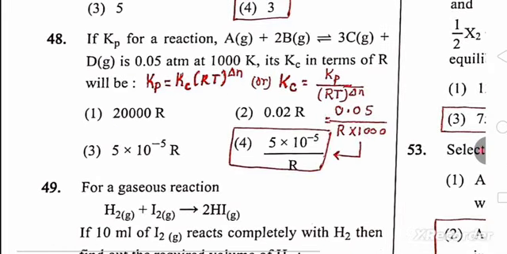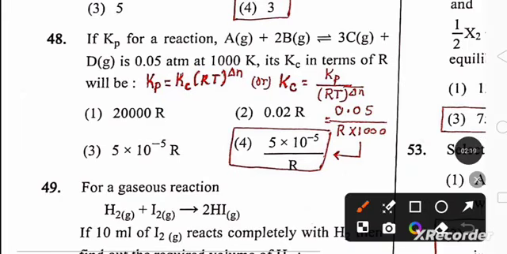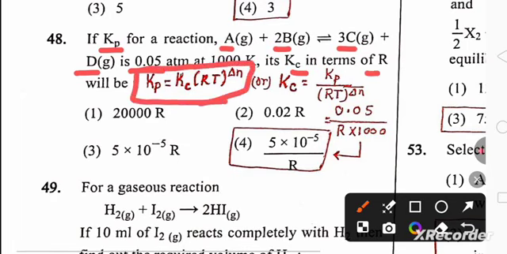We have one more question. If Kp for a reaction A plus 2B gives 3C plus D is 0.05 atmosphere at 1000 degree, we need to find out its Kc value in terms of R. So we know the relationship between Kp and Kc. Kp is equal to Kc into RT raised to power delta n.